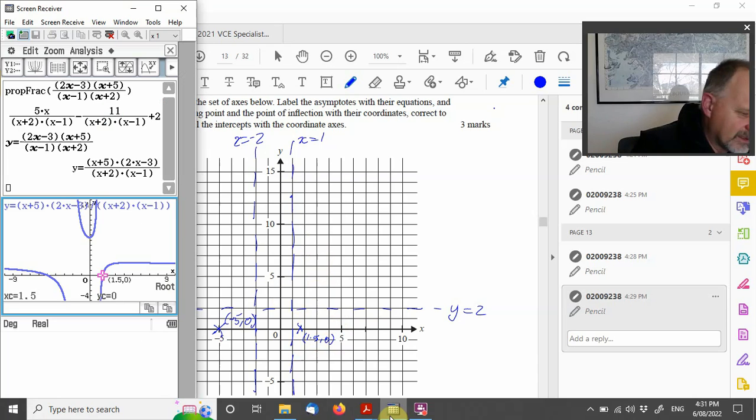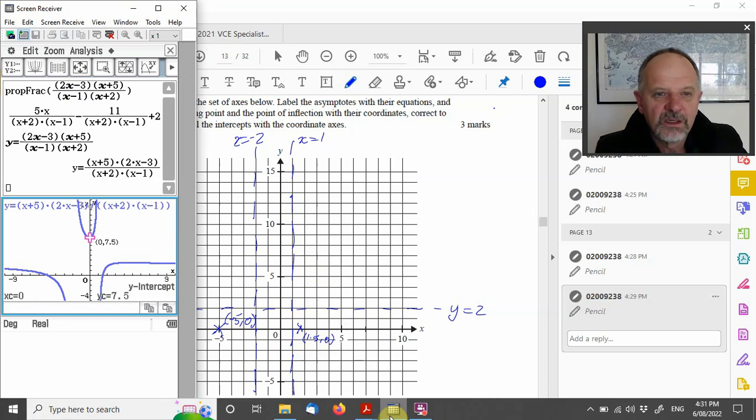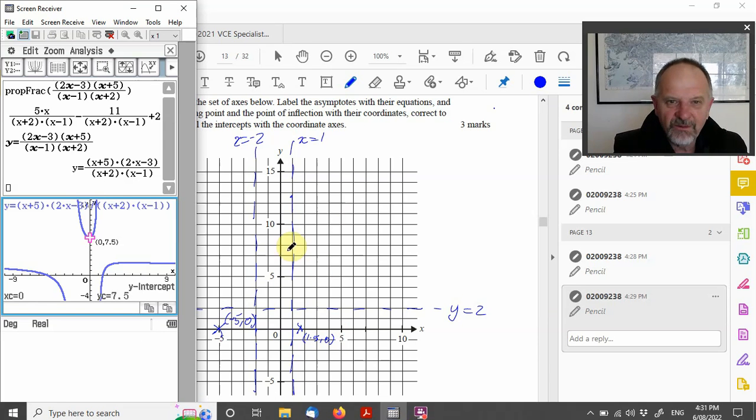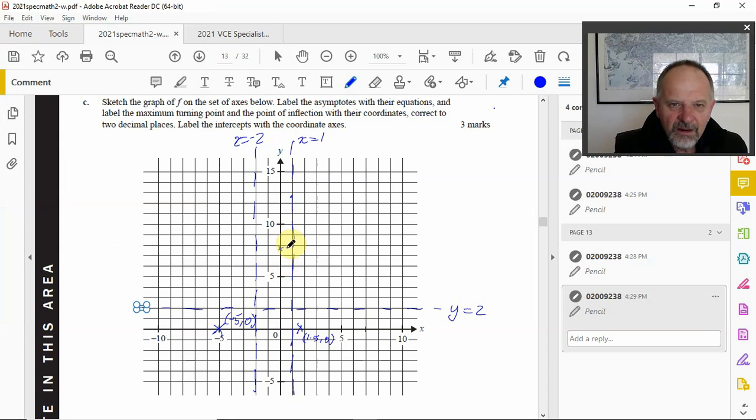y-intercept. So again, back to the analysis. G-solve y-intercepts there. And there it is at 0 and 7.5. So 0 and 7.5. All right, what else? Maximum turning point and the point of inflection.